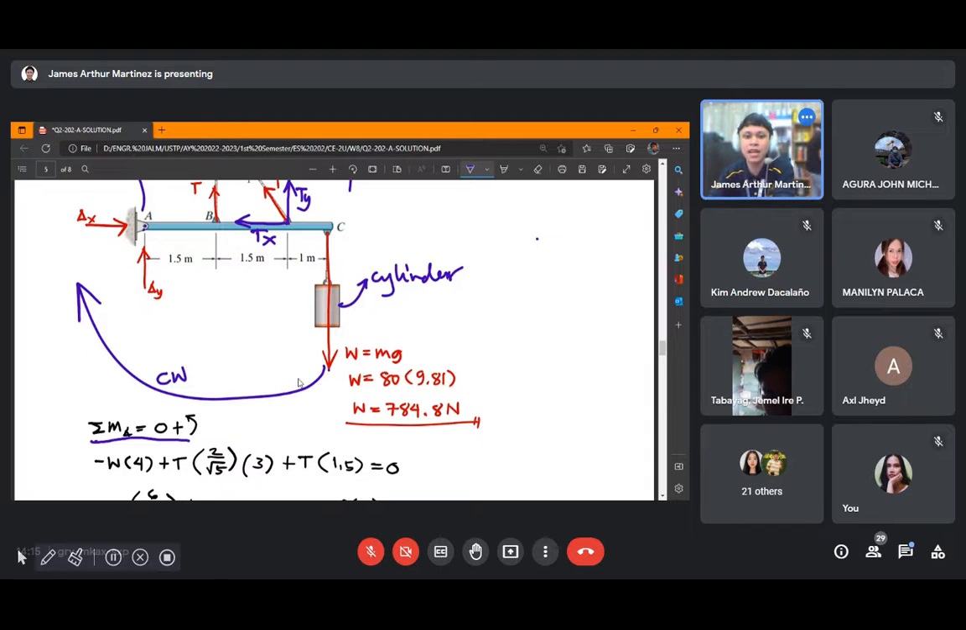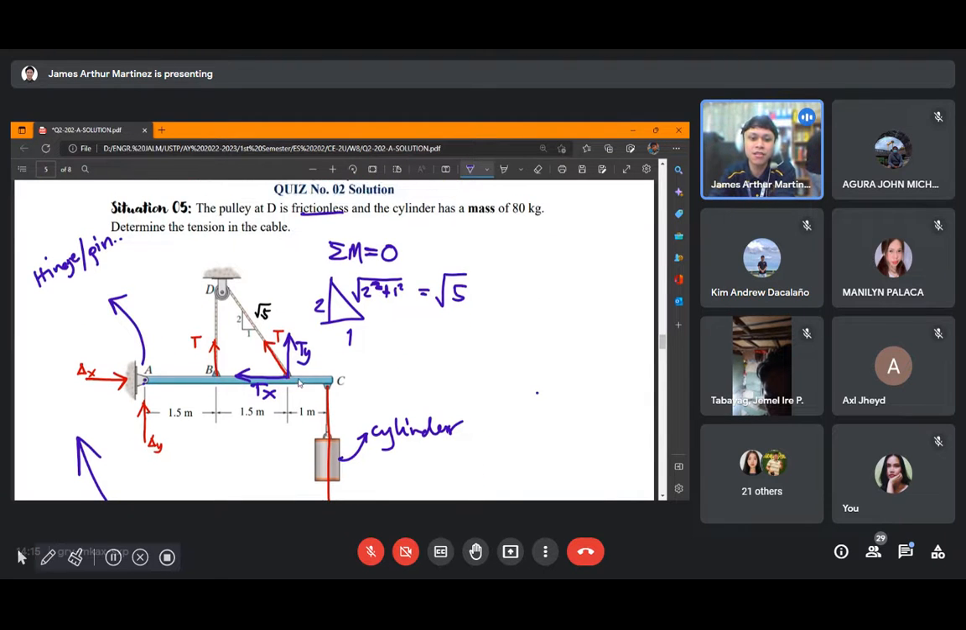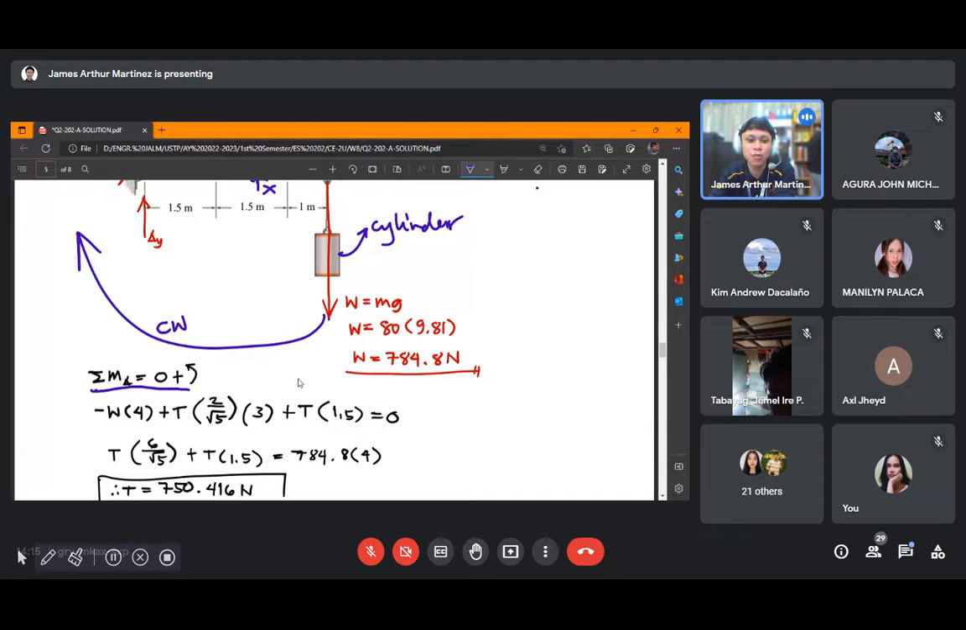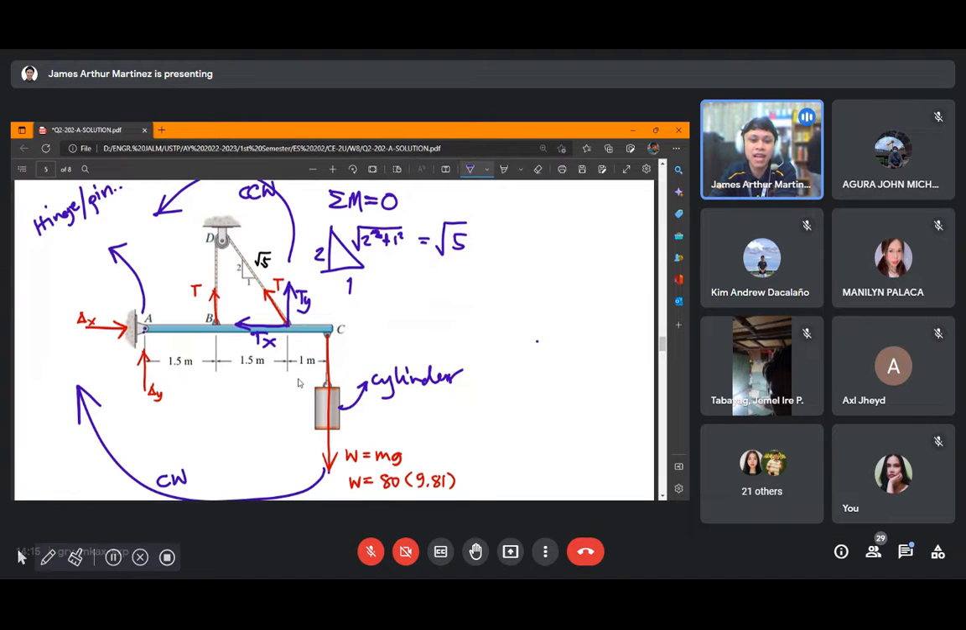Next, plus kaning y component of T. And with respect to point A, counterclockwise yung ma-create nga rotation which means positive. So plus T times 2 over square root of 5 times 3. 3 iyahang moment arm since 1.5 plus 1.5 lang na siya. Okay? So kani siya class, this is just T times 2 over square root of 5.